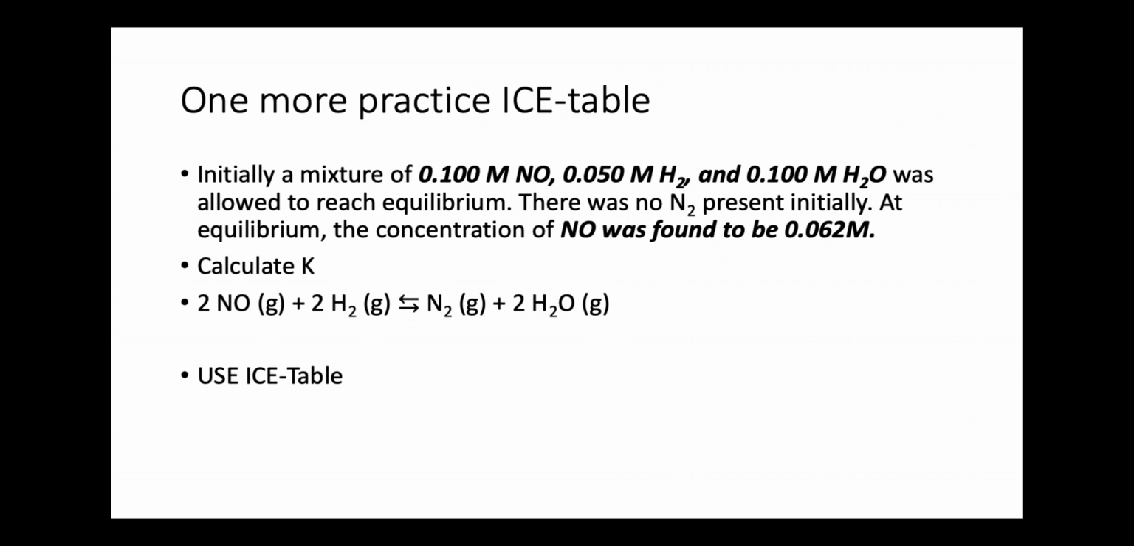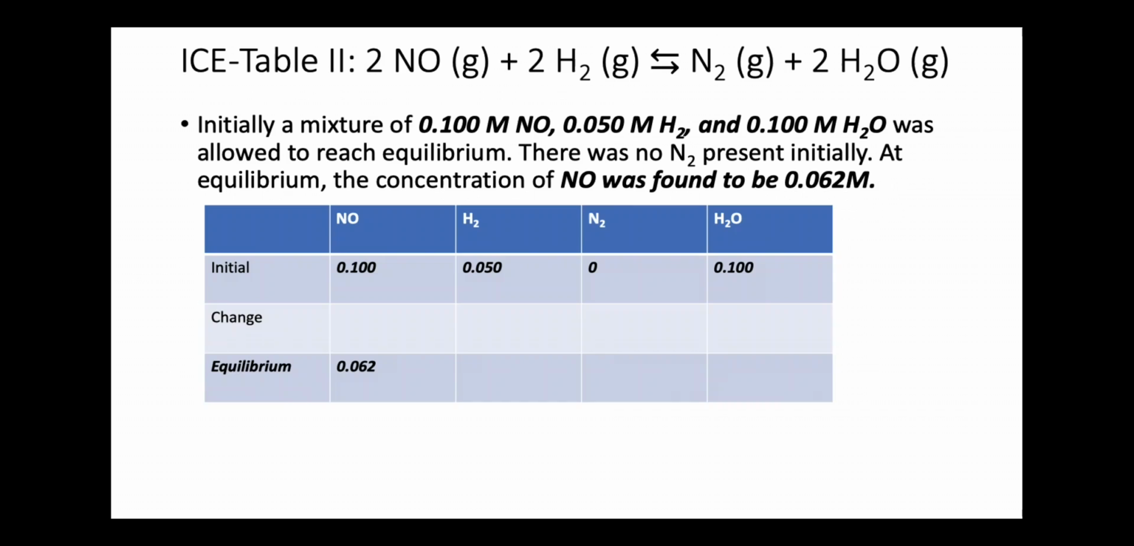So let's do one more practice with the ice table. Look at the following. We have a mixture of NO, H2 and H2O. And according to the reaction below, 2NO plus 2H2 in equilibrium with N2 and 2H2O. There's information about the initial concentration of NO, H2 and H2O, also about N2, because that's 0, there's nothing yet. And when we have an equilibrium, we found that the concentration of NO was 0.062 M. And now what we have to do is to calculate the K value. Use an ice table.